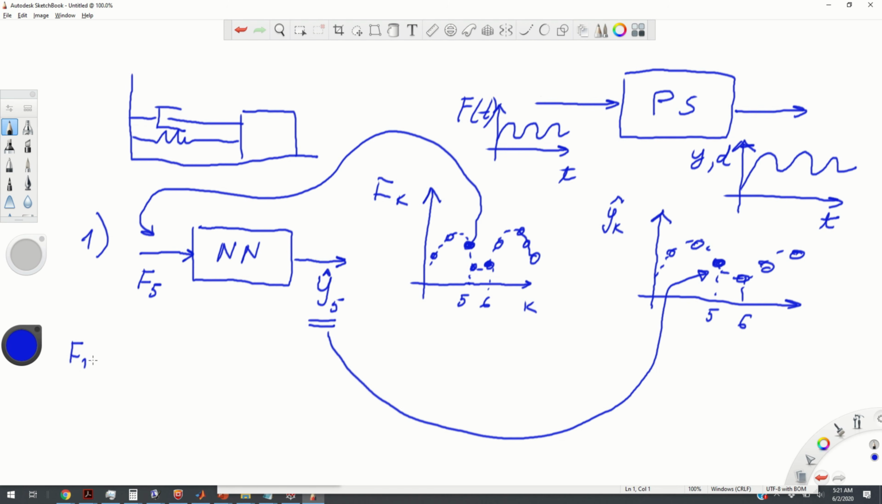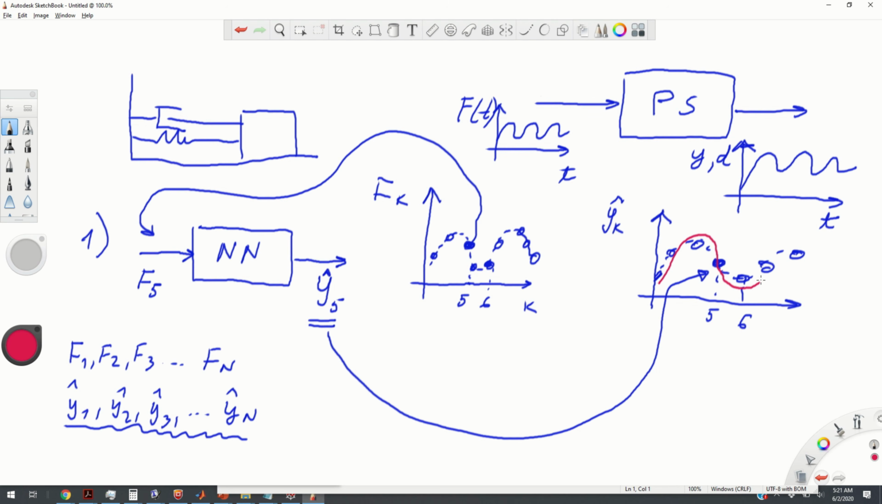That is, if we give as inputs to a neural network a series of forces, your neural network should produce a series of displacements, such that these displacements, their graph approximates the graph of the exact value. So let's say this is the exact value. We should be happy if we obtain a response that looks like this, that approximates the true response of the system.